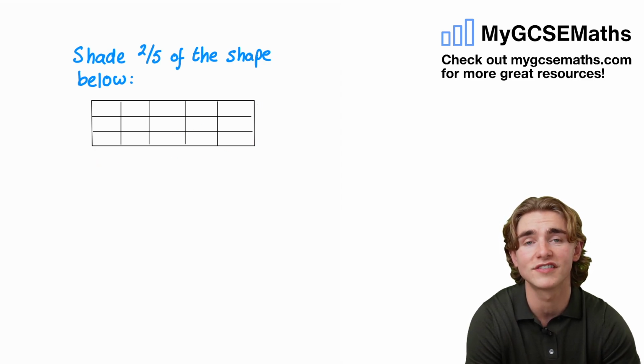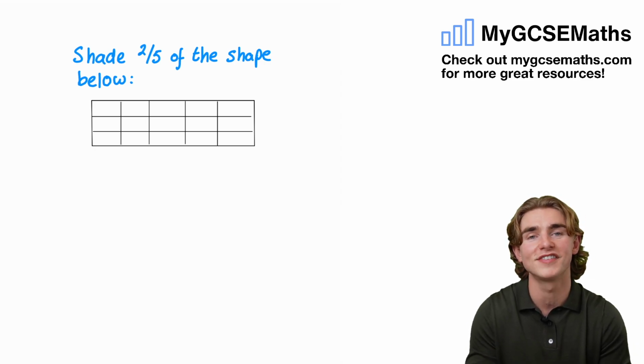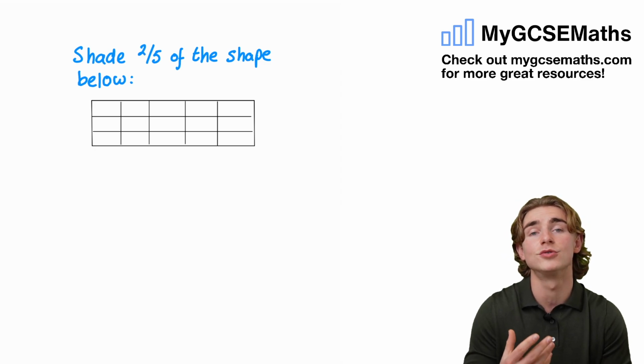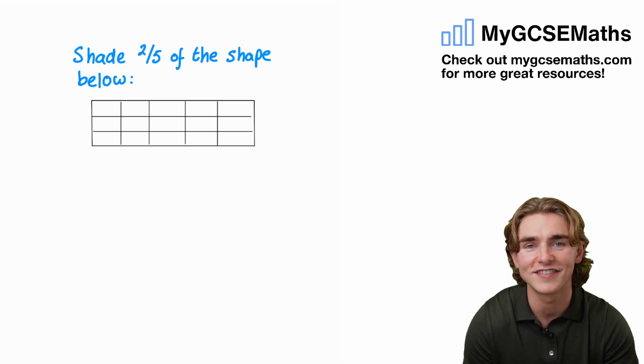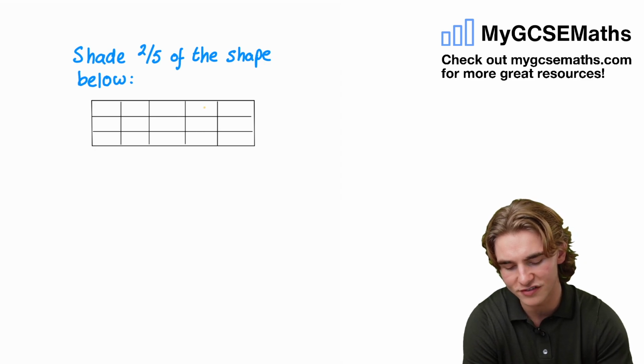Now, the best way to do this, guys, a method which is always going to work, is to find the number of parts in our shape, and then to find the fraction of that number, and then to shade that number of parts. Let's get it done just like that. So step number 1, we're going to work out how many parts our shape has.